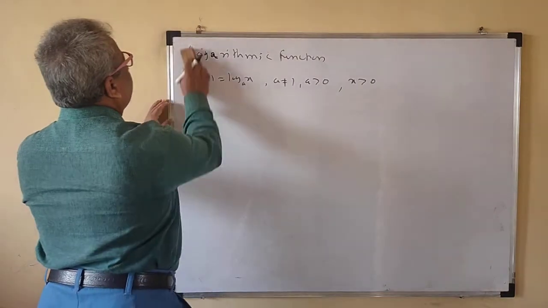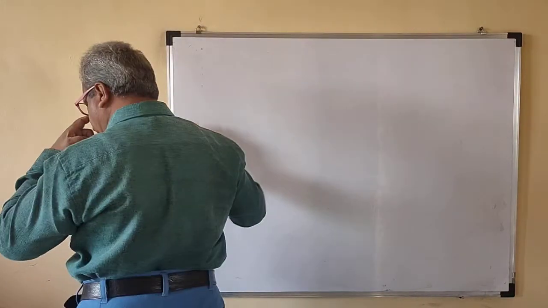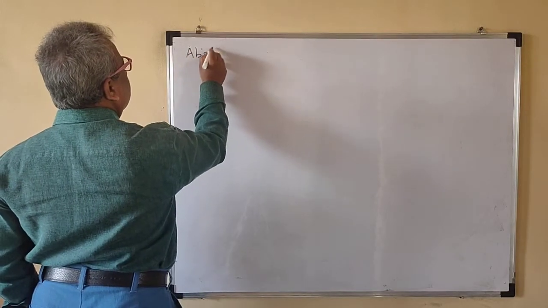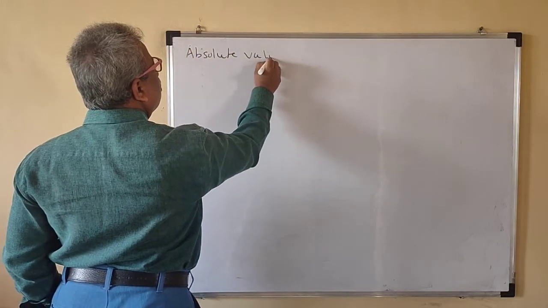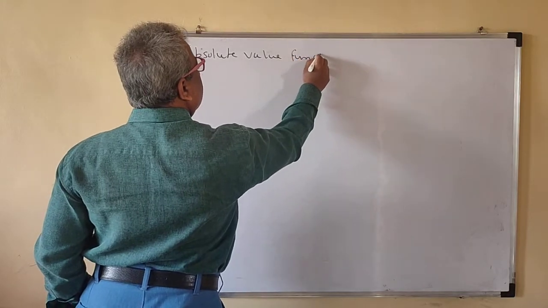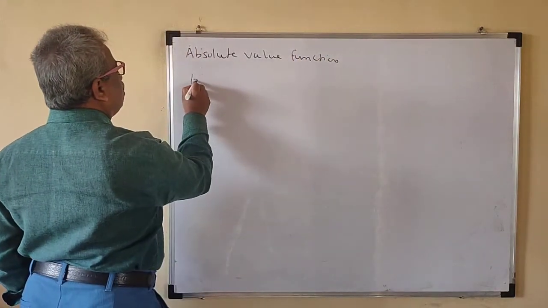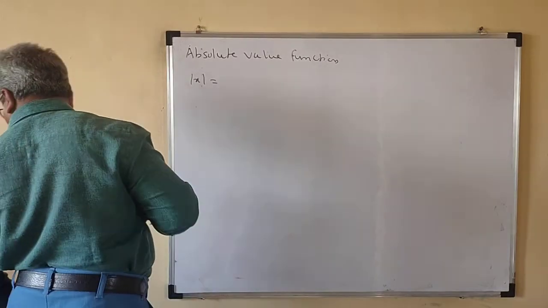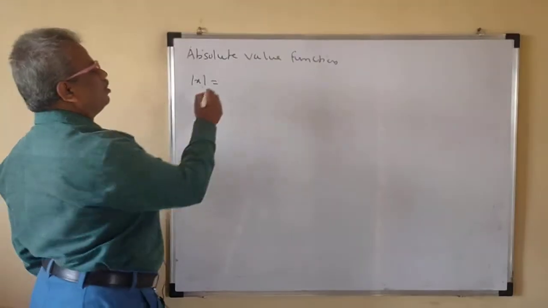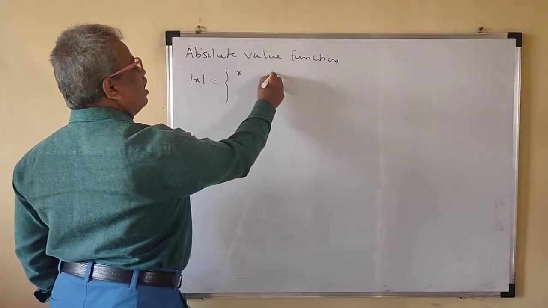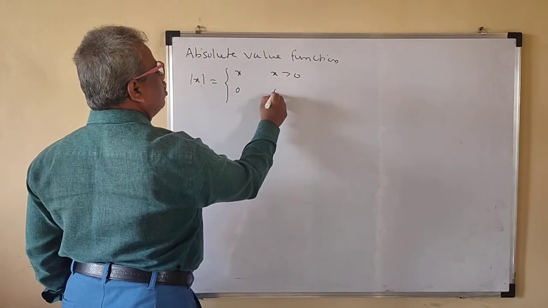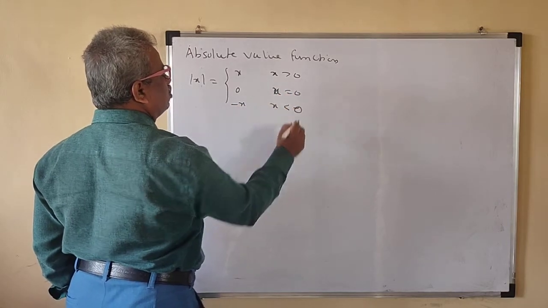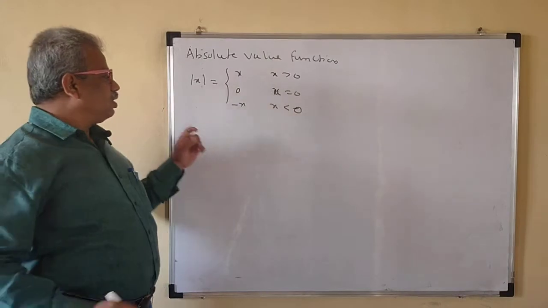Then the important thing is the absolute value function. This is very important. Absolute value function means the mod x. This is the absolute value function. The absolute value function is itself x if x is positive, 0 if x is 0, and minus x if x is less than 0. That means if x is negative, see that mod of x.